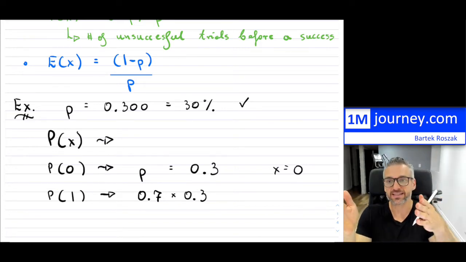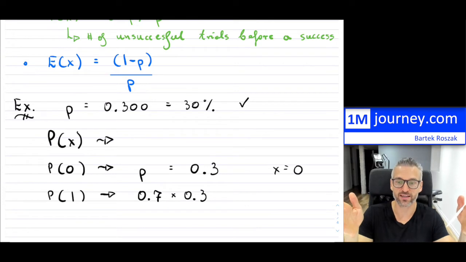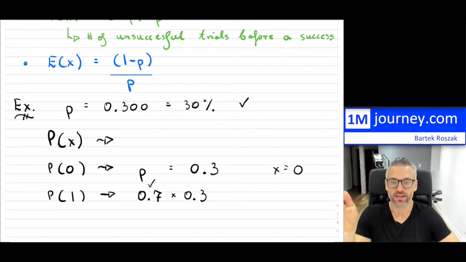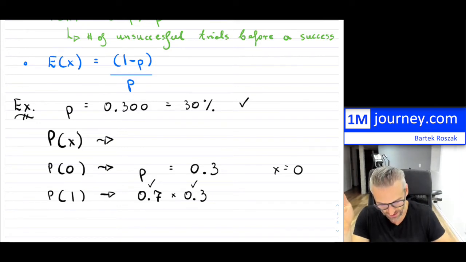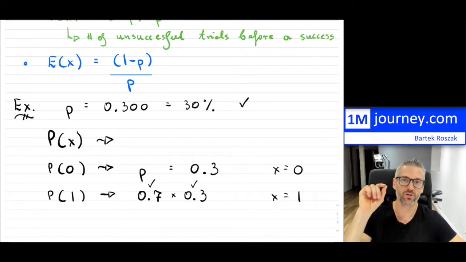So how many unsuccessful trials were there before that person got a hit? Only one. The first one was unsuccessful, and then we got a hit. So this X is equal to 1 right here, where X equal to 1 just means we had 1 unsuccessful attempt.